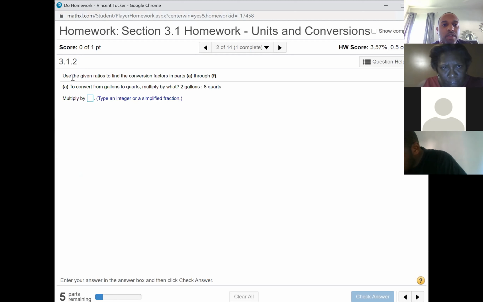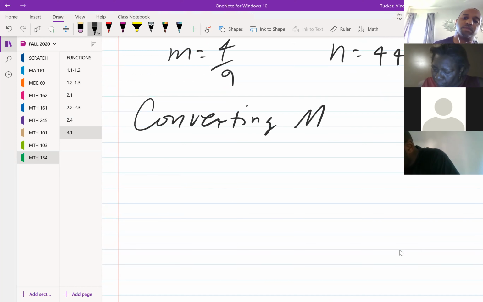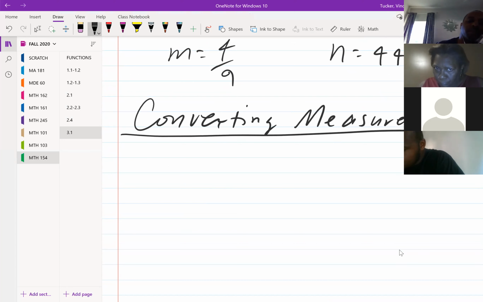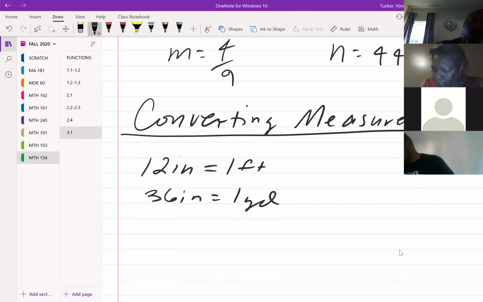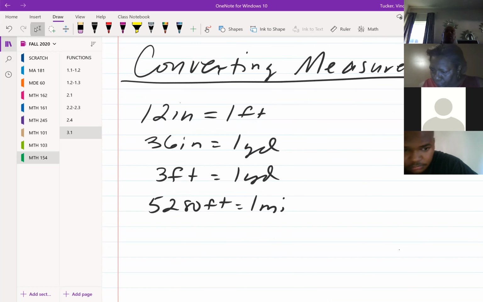All right. So use the given ratios to find conversion factors. Let's look at how we will convert. All right, so looking to convert measurements, let's see. Start off with a few. All right, so just starting off with a few measurements.